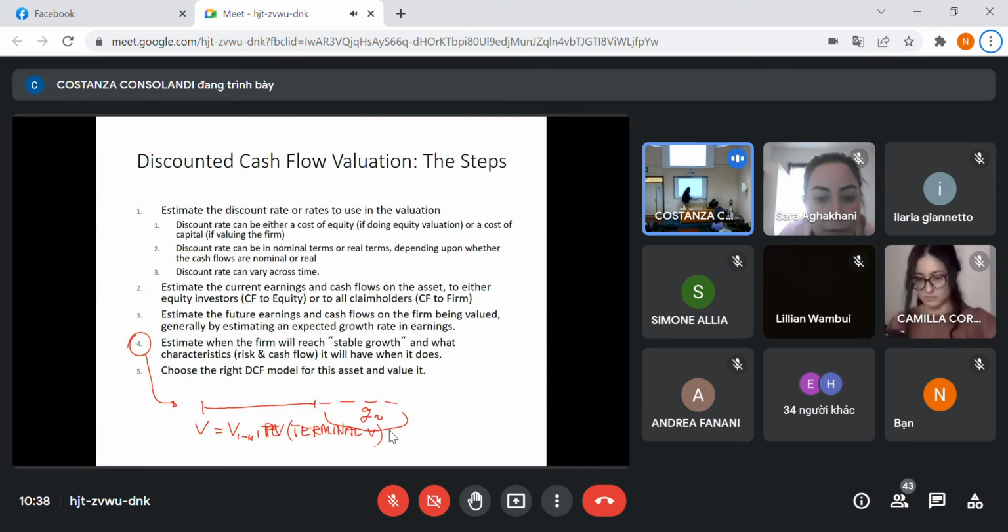The present value of terminal value. Okay, so what we need to do is to calculate this plus the terminal value. And where is the terminal value? Why the present value? Because we need to evaluate everything today. It is when the company reaches the stable growth.